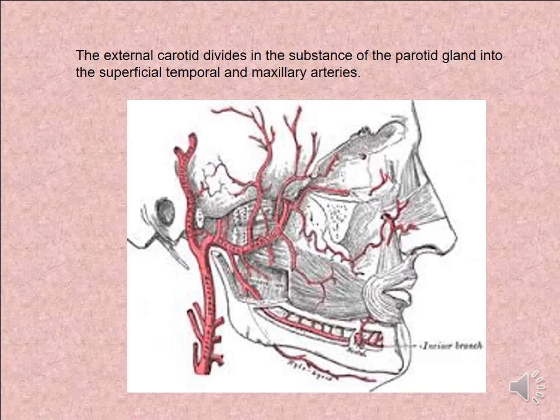The external carotid artery divides in the substance of the parotid gland into the superficial temporal and maxillary arteries. This is the end of the external carotid artery in the parotid gland. One of the structures that pass through the parotid gland is the external carotid artery, which divides into a small branch called the superficial temporal artery and a large branch called the maxillary artery.